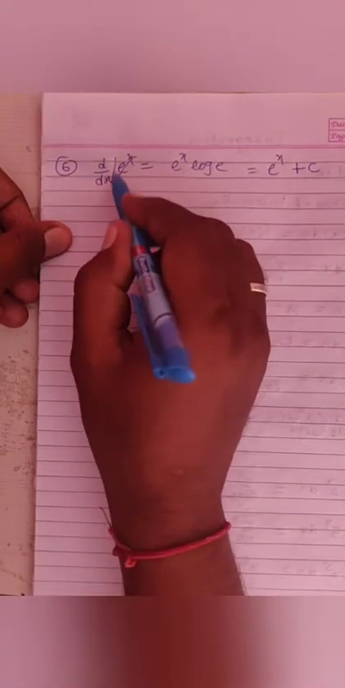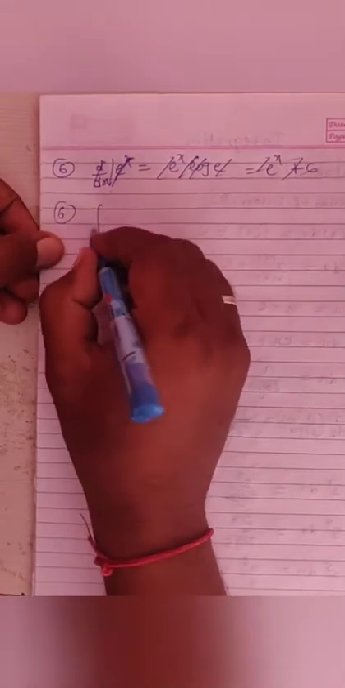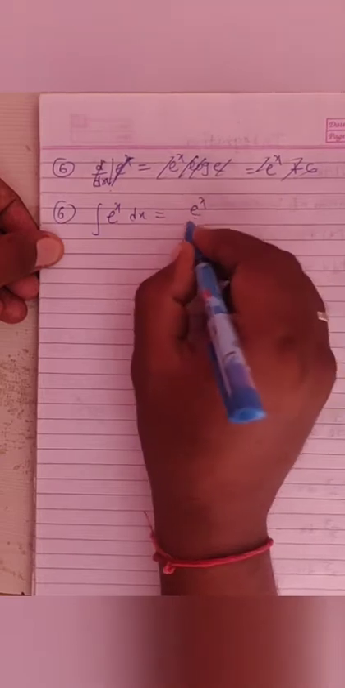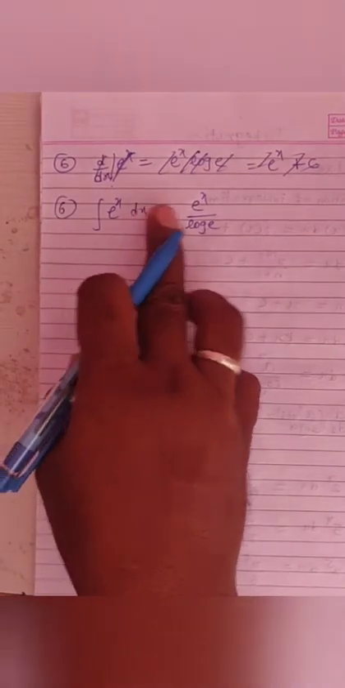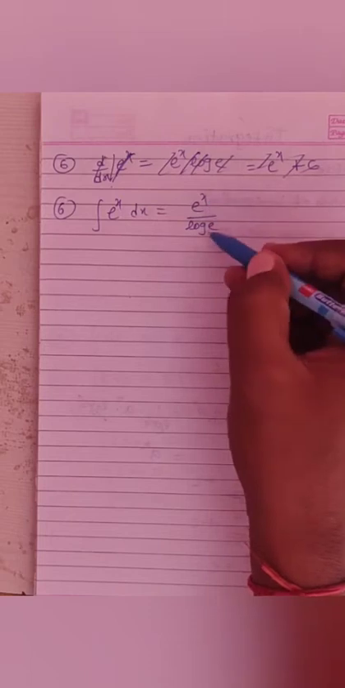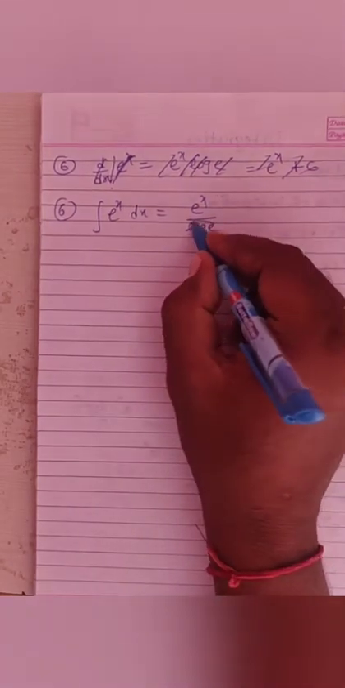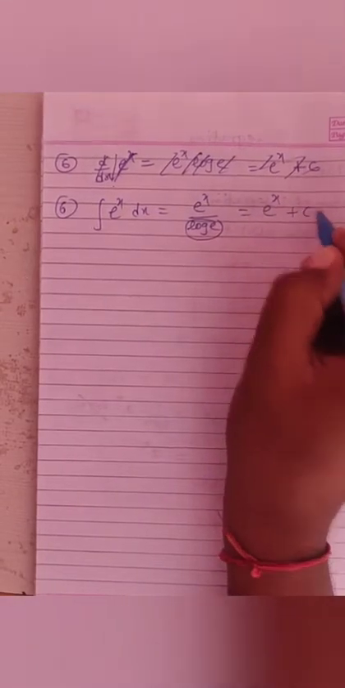Sorry, here we had written the derivative part. We are doing integration. Integration of e raised to x is e raised to x upon log e. The derivative is also e raised to x into log e, but here we are doing integration. So integration of e raised to x is in the form of a raised to x upon log a. So e raised to x upon log e, but we know that the value of log e is 1. So the final answer becomes e raised to x plus c.